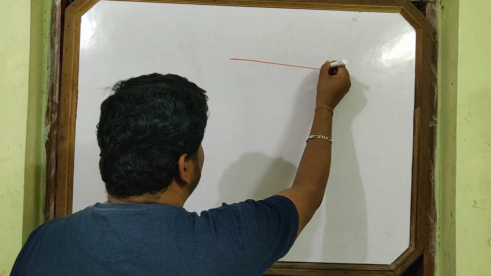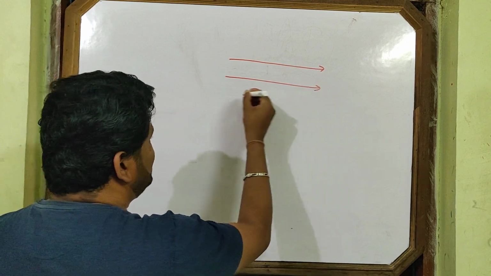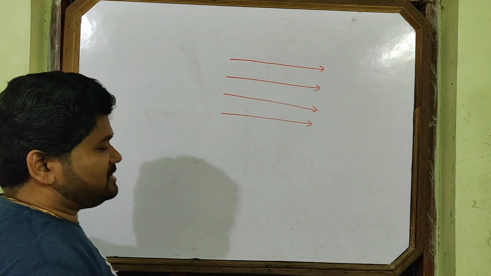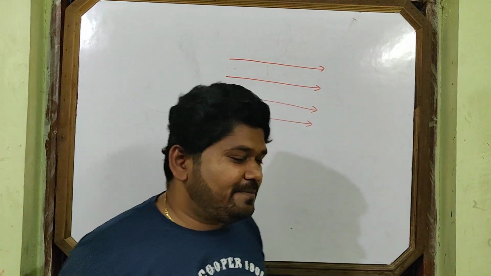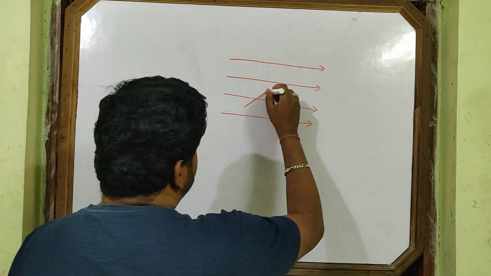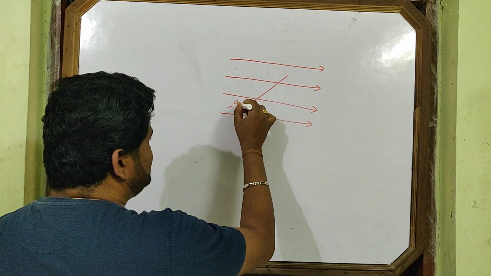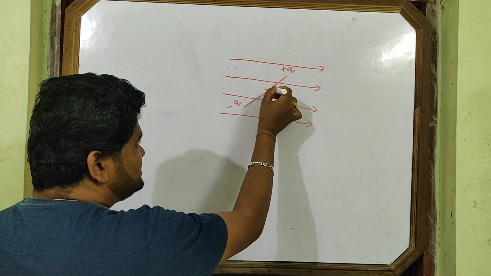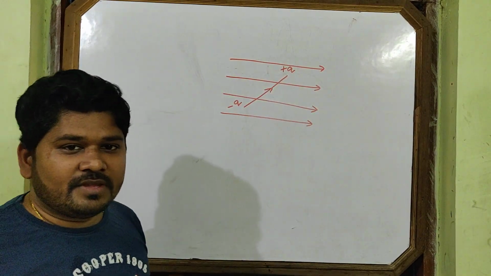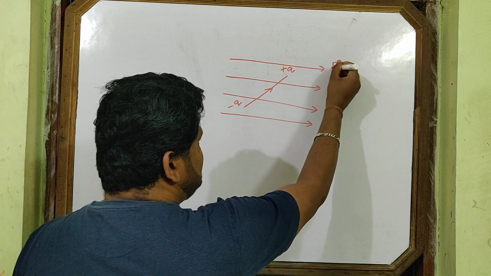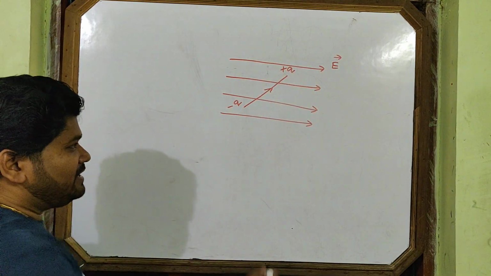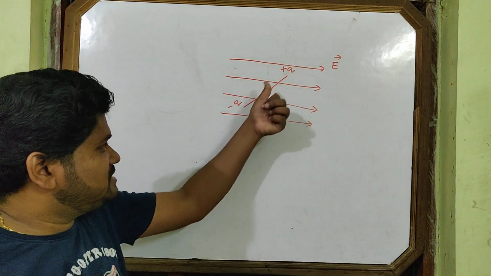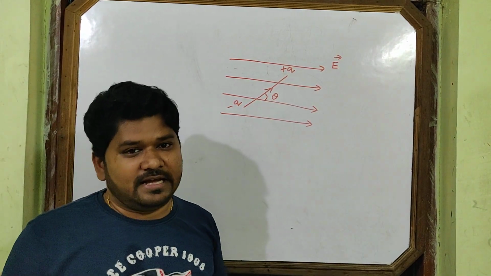Let us draw one uniform electric field. It always comes in the board exam. It is a very important one. Let us concentrate. Dipole in a uniform electric field. This is a dipole, minus q and plus q. Where is the dipole moment direction? Yes. This is the electric field intensity E. Let us take the angle between the intensity and the dipole moment as theta.